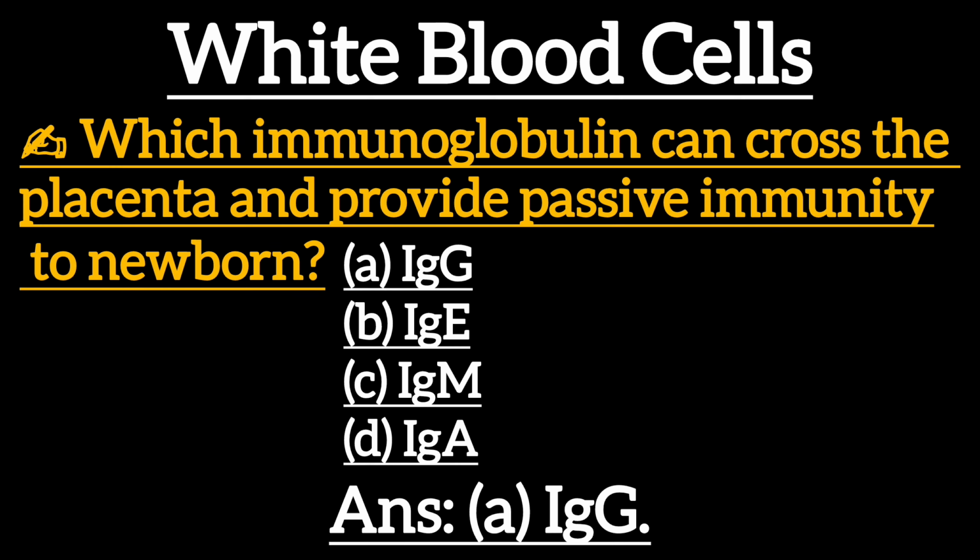Next one is which immunoglobulin can cross the placenta and provide passive immunity to the newborn. Option A immunoglobulin G, option B immunoglobulin E, option C immunoglobulin M, option D immunoglobulin A. Correct answer is option A immunoglobulin G.